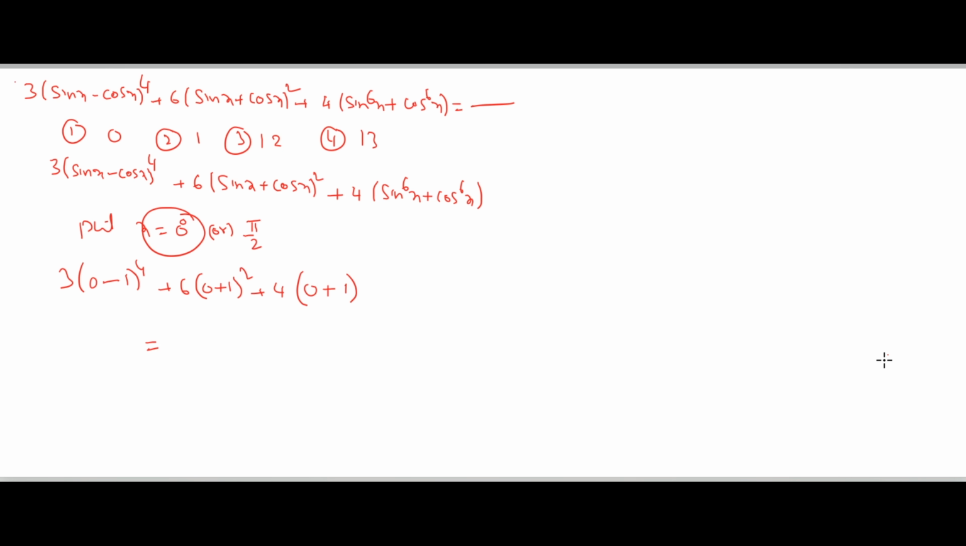That is equal to 3 into (minus 1) whole power 4 plus 6 into 1 square plus 4 into 1, that is equal to 3 into (minus 1) whole power 4, which is 1, that is 3, plus 6 plus 4, that is equal to 13. Fourth option is the correct answer.